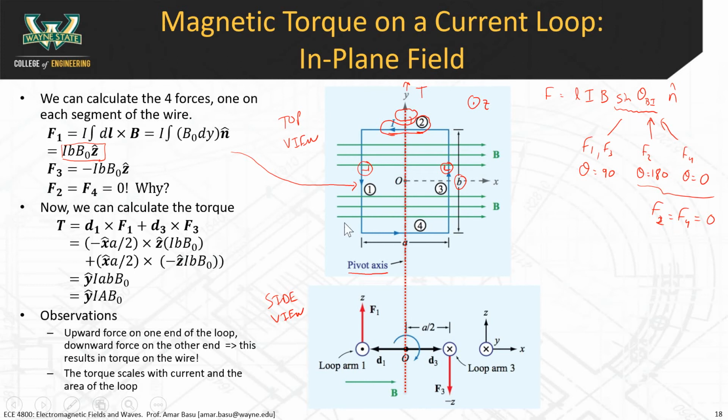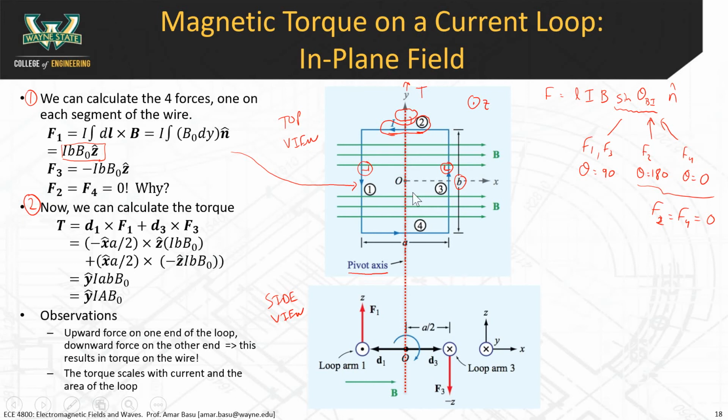So the first part of the problem is to calculate the forces on the segments 1, 2, 3, and 4. So this is step 1 here. Then we go to step 2, where we have to figure out the torque. The torque can be found by adding up the forces on each one of the moment arms. We treat each one of these as moment arms. So let's simplify the problem first. We know that the force on 2 and 4 are equal to 0. No force contributions there.